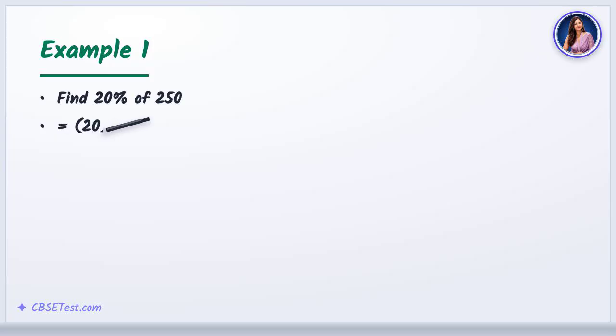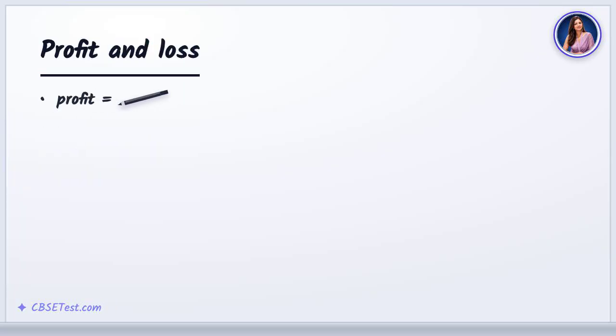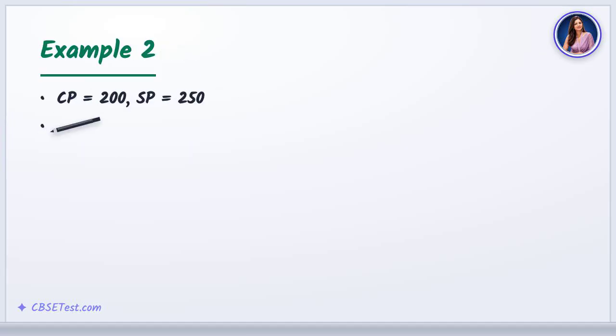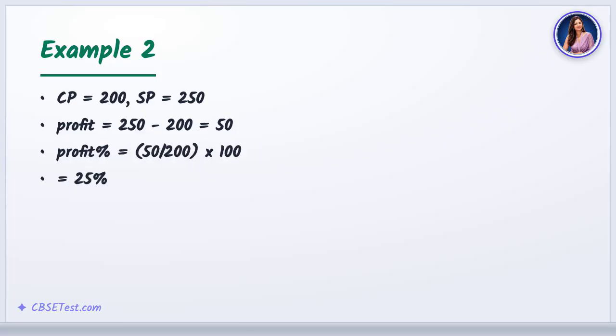20% of 250 is 20 over 100 times 250. That's 1/5 of 250, which is 50. Profit is selling price minus cost price. Loss is the reverse. Profit percent is the profit divided by the cost price times 100, always on the cost price. Buying at 200 and selling at 250 gives a profit of 50. As a percentage of the cost, that's 50 over 200 times 100, 25%.